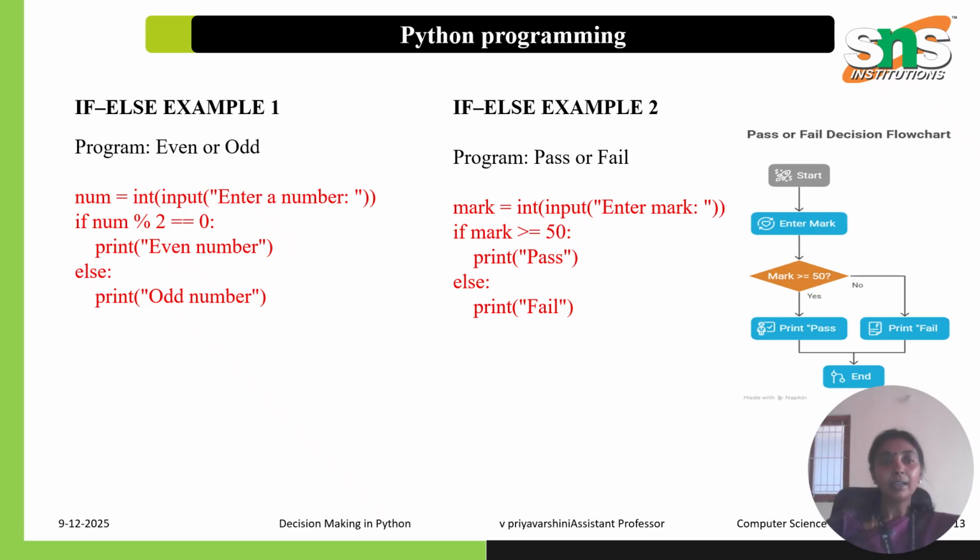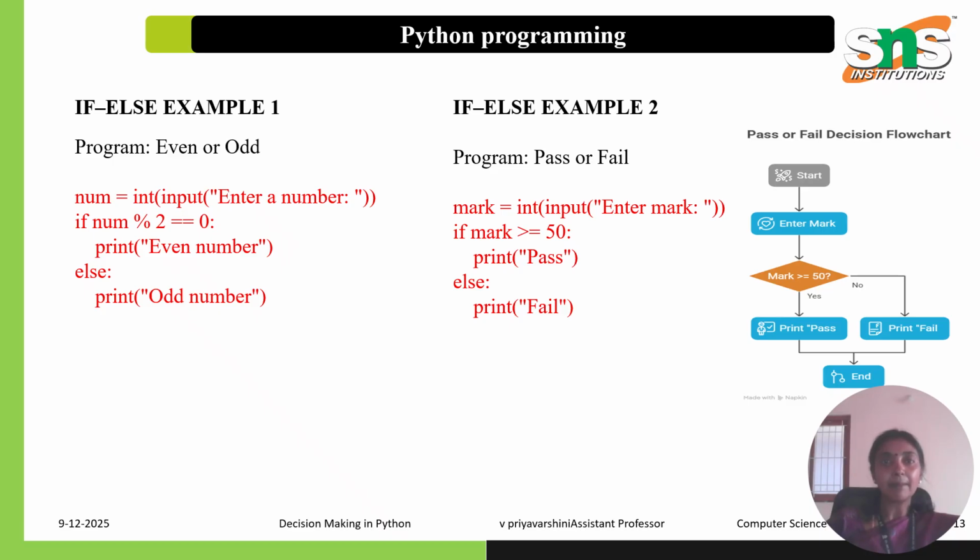If you give 10, 10 modulo 2, the remainder is 0, and 0 equals 0. So the if condition is true and it will execute the if block only. It will print even number. Yes, 10 is an even number.